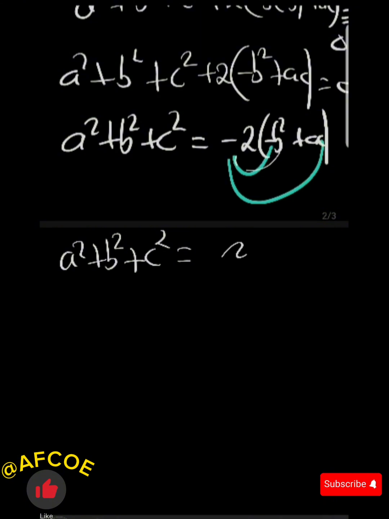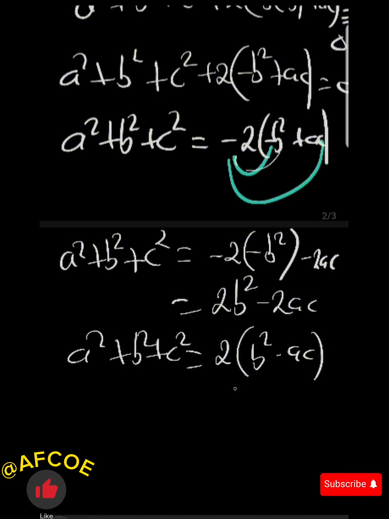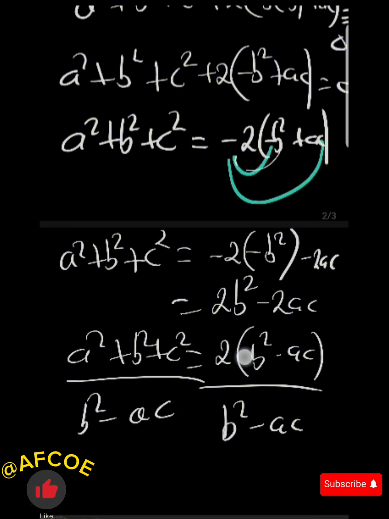So now we are having negative 2 into negative b squared minus 2AC. Multiply the negative 2 by AC, which is positive. And we now simply get 2b squared minus 2AC. So we can go ahead and factor out 2 here, 2 into b squared minus AC. And on the left hand side, we are having a squared plus b squared plus c squared. We can go ahead and divide everything by b squared minus AC, and divide also the left hand side by b squared minus AC.